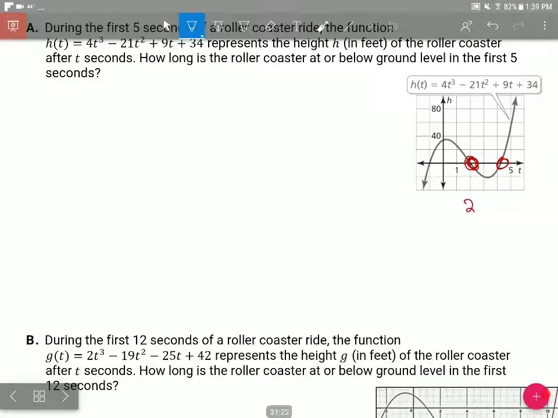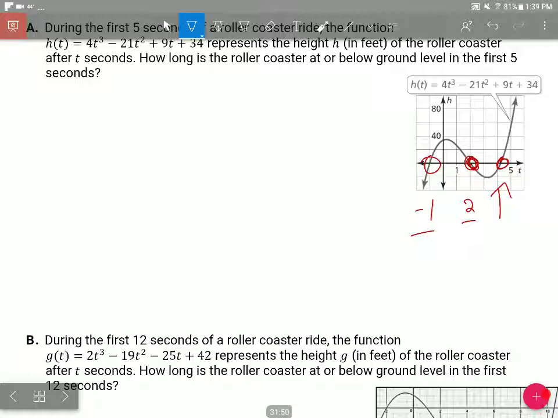Let me ask you this. Do you know another root on there? Another x-intercept? Negative 1. Good. No, it is not part of the roller coaster ride, but it's part of the function. So we can use it to solve for the third. Since I know these two factors, I'm going to divide them out, and what's left will be that one.